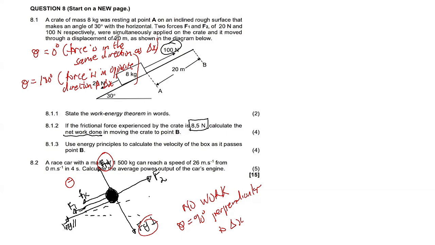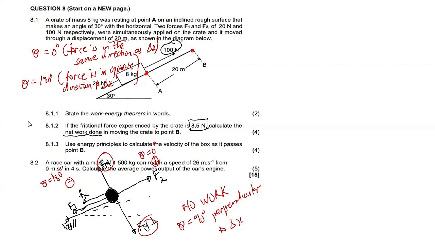They said it there: were simultaneously applied on the crate and it moved through a displacement of 20 meters. If it moved through a displacement of 20 meters, that means it moved from point A to point B, meaning it was moving up the incline. So up the incline becomes the positive direction and down the incline becomes the negative direction. The one with the positive direction will have a theta of 0 degrees. It's in the same direction as the displacement. The one in the negative direction will have a theta of 180 degrees because it's opposing the displacement. So that's what you want to analyze before you can start solving the questions.